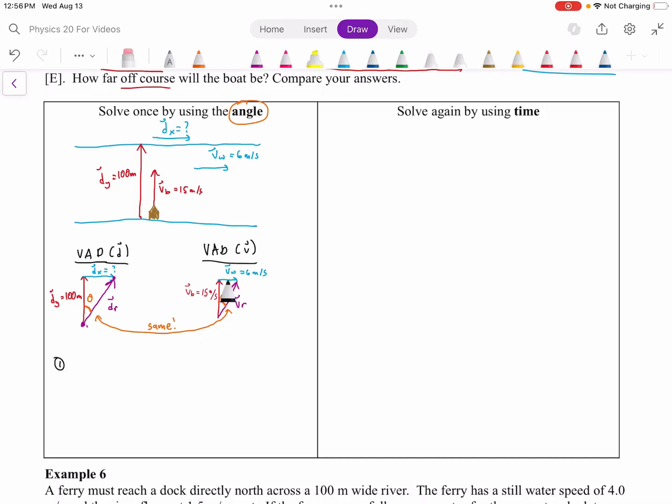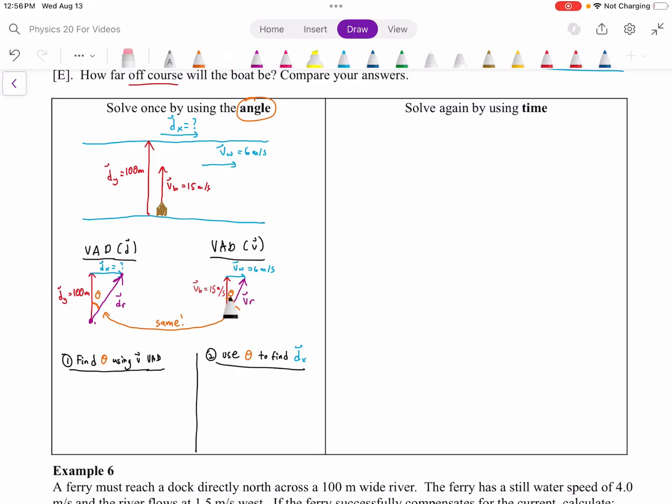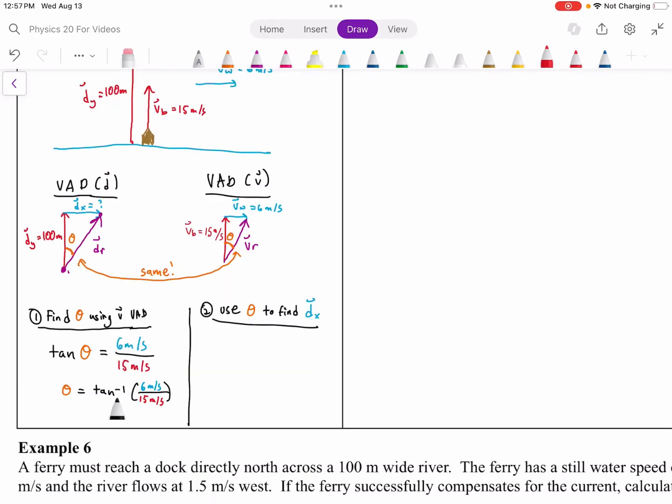We're going to use our velocity vector addition diagram to find the angle. And then once we have that angle, it's the same one here. So we can find the distance downstream, their x displacement, with trigonometry. All right, so first things first, let's figure out this angle. Well, we have opposite, we have adjacent, TOA, we can use tan. So that means we can get theta with the inverse tan of 6 over 15. And that gave me that theta was 21.90 degrees. Okay, and now that we know this is 21.9 degrees, this also has to be 21.9 degrees.